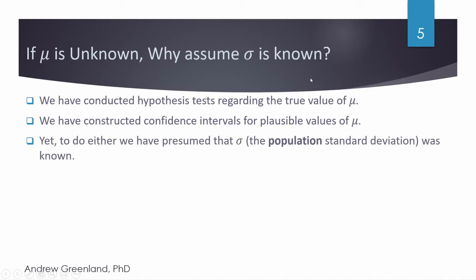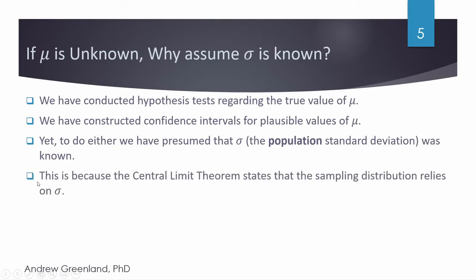Yet in both of these situations, we've presumed that we know the population standard deviation sigma. Now, this is a bit of a weird situation because if it's feasible to know a population characteristic like the standard deviation sigma, then it's weird that we would be estimating the population mean mu. Another way of saying that is if we don't know enough about the population to know the mean, why should we presume that we know the population standard deviation?